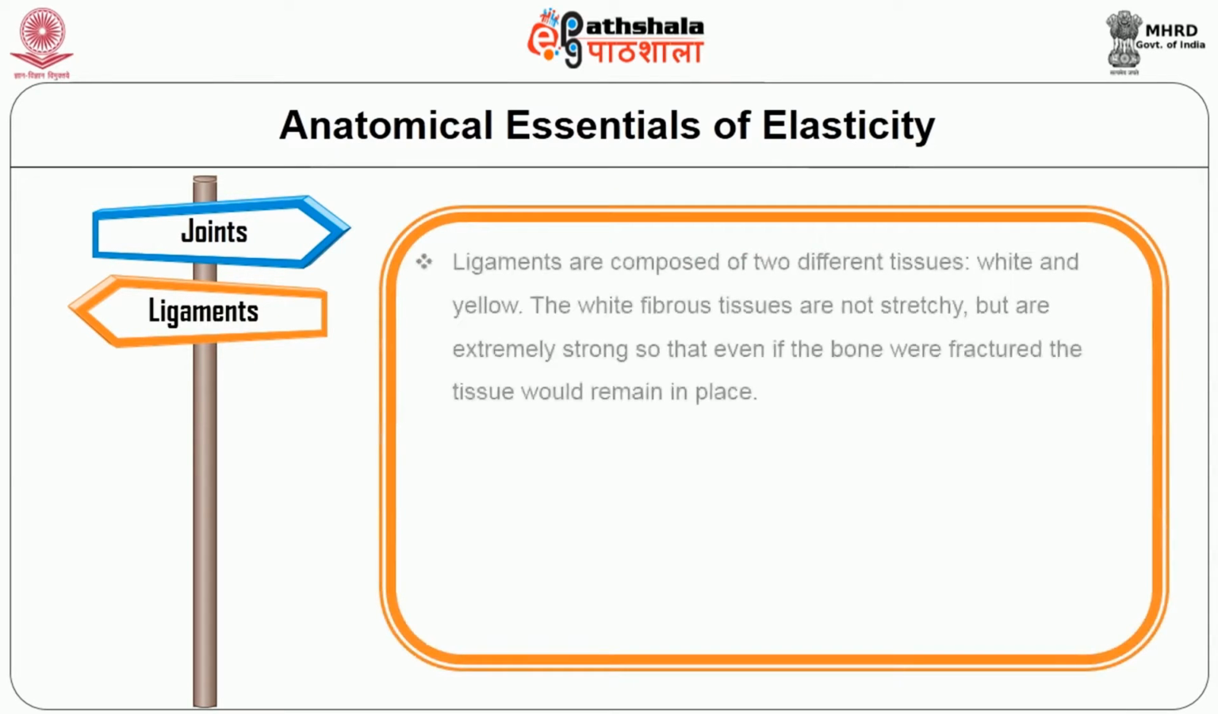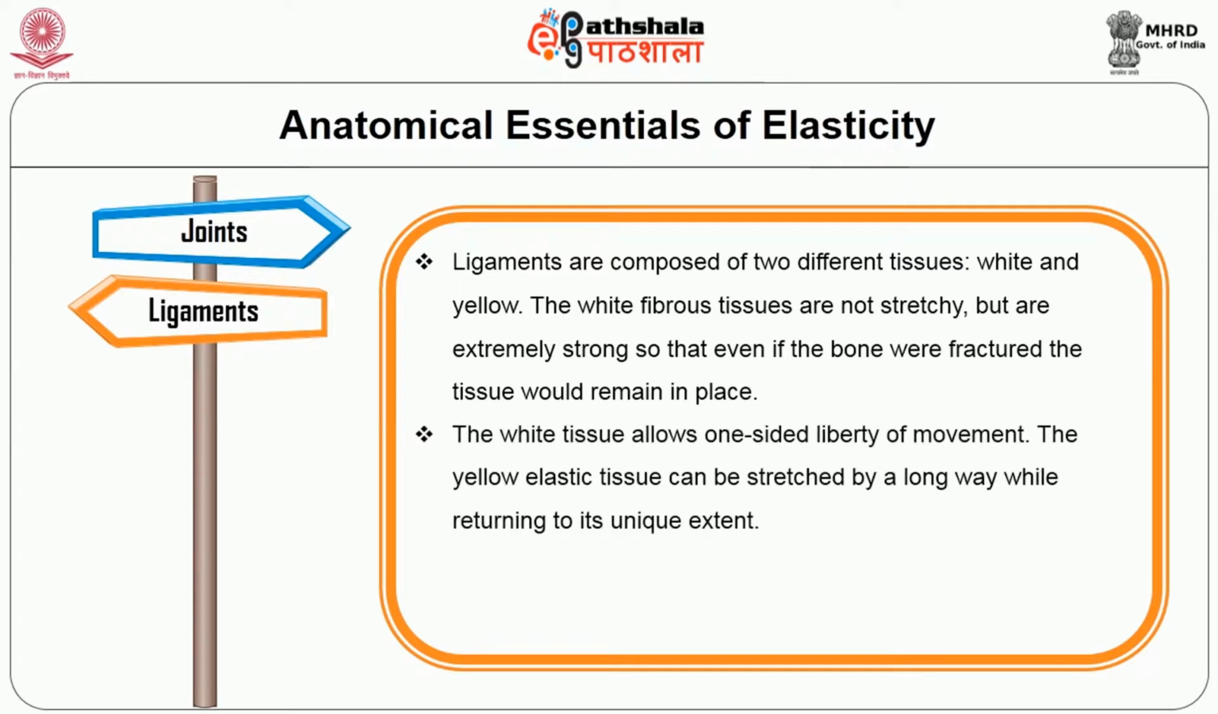Ligaments. Ligaments are composed of two different tissues, white and yellow. The white fibrous tissues are not stretchy but extremely strong, so that even if the bone is fractured, the tissue would remain in place. The white tissue allows one-sided liberty of movement. The yellow elastic tissue can stretch lengthwise while returning to its original extent.